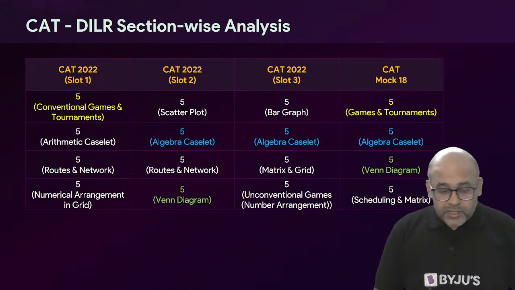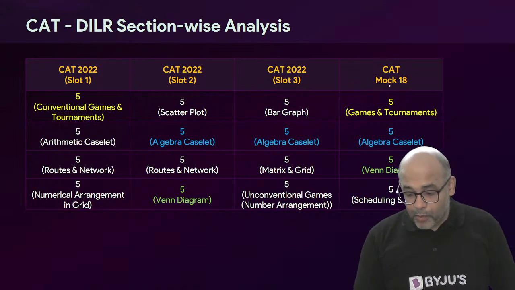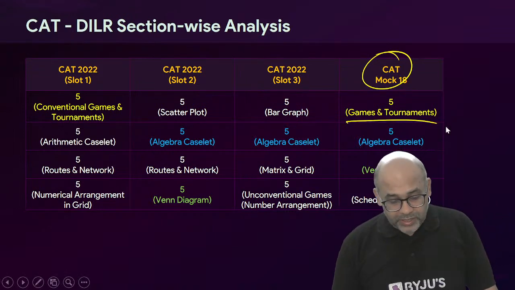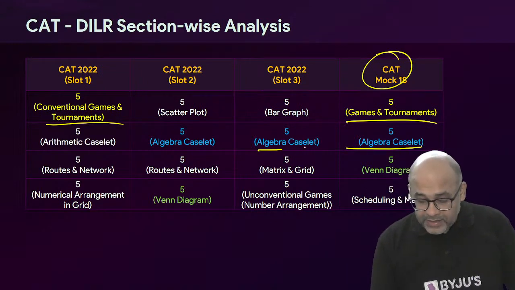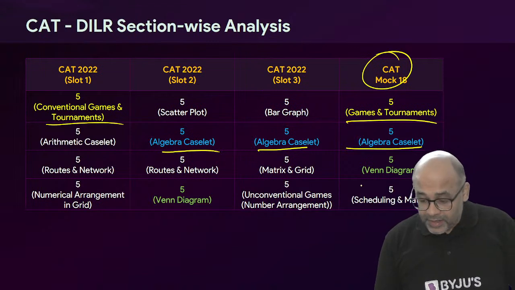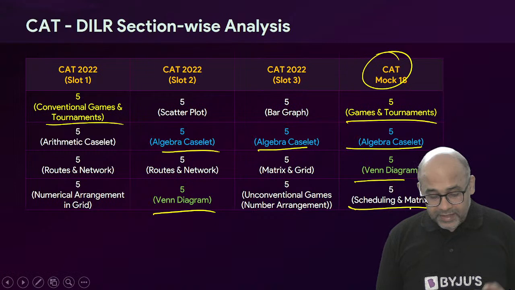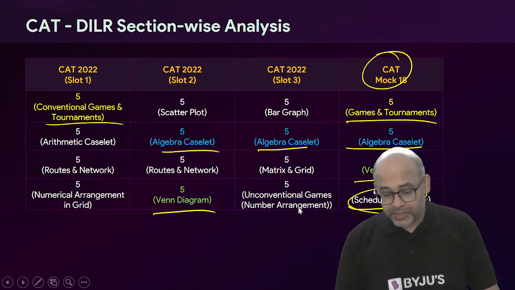Alright, so let's move on to the DILR part. This CAT mock 18 compared to the last 3, we have given 1 games and tournaments. As you can see, games and tournaments has come last year in one of the slots. Algebra caselet has come twice, we have given that. Venn diagrams has come once, we have given that. Scheduling and matrix did not come last time, we have given scheduling and matrix.